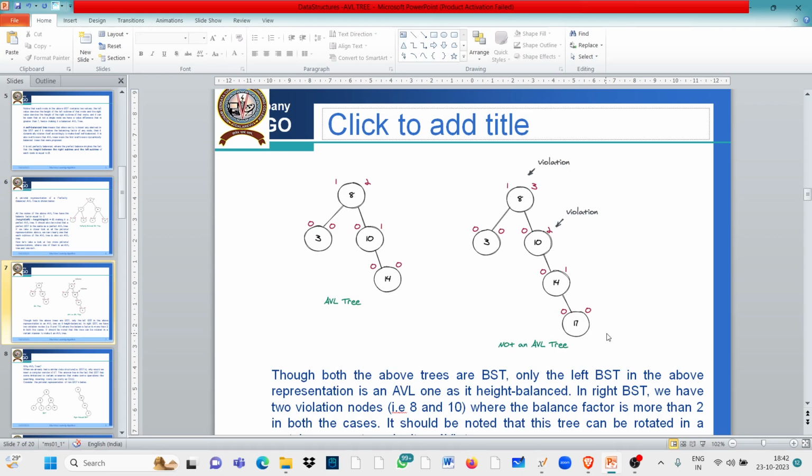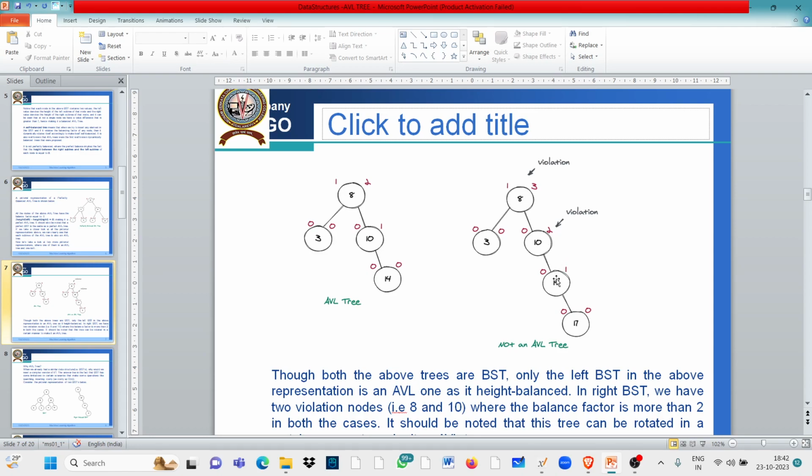Suppose I add it there, what will happen is here it is 0 0, you can understand. Here it is 0 1 is minus 1. Here 0 0 0, 0 minus 2 it is minus 2, it is a violation. So here left hand side it is 1 and right hand side 1 2 3. So 1 minus 3 is minus 2, it is also a violation. Okay. So when these violations are there, then what you need to do? You have to go for the rotations.